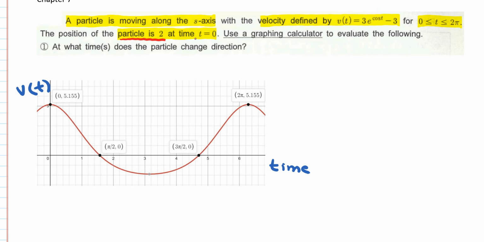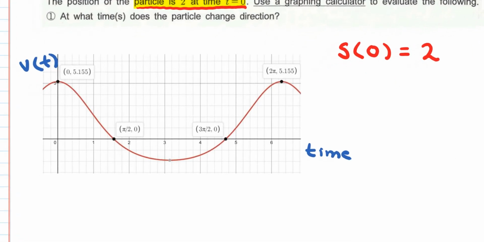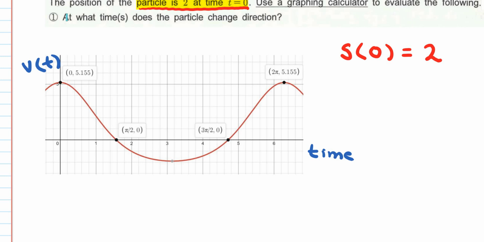So what that really means is that when time equals 0, our position has a value of 2. That is our initial position for this particular problem. And then we need to use your graphing calculator to evaluate the questions that are given to us. Okay, so for question number 1 here, I need to find at what times does the particle change directions.